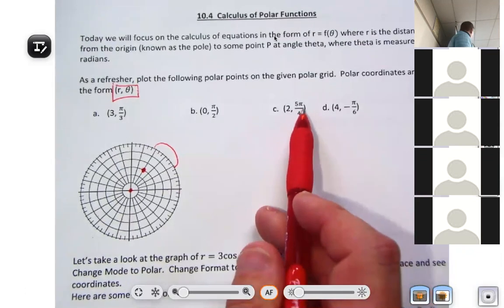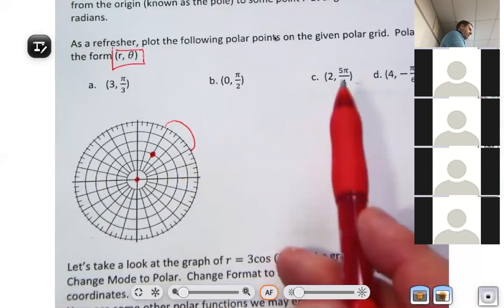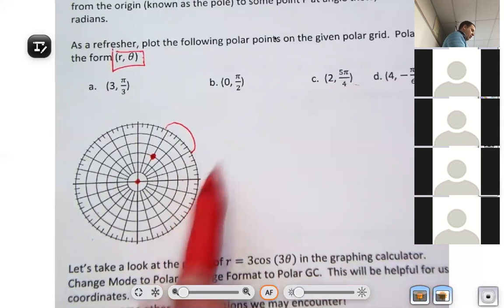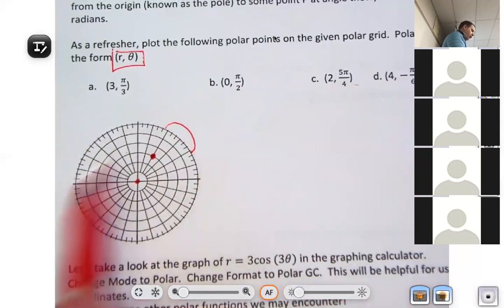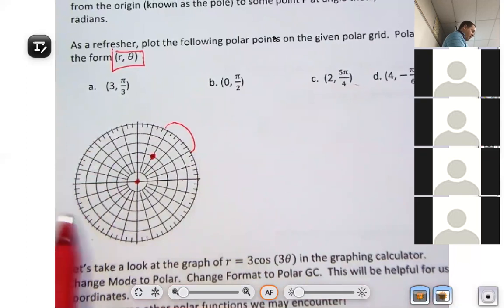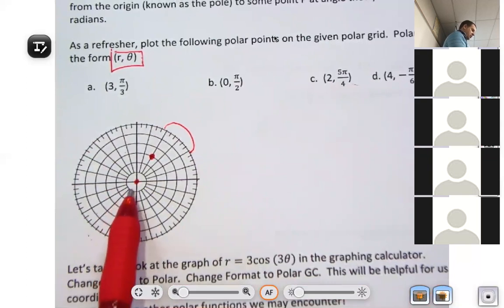5 pi over 4, 2 comma 5 pi over 4. So the way I count around the unit circle, I don't know how you guys do it. You just have to have a way. But if I'm doing by 4s, I go 1 pi over 4, 2 pi over 4, 3 pi over 4, 4 pi over 4, and then 5 pi over 4. That's how I count with my 4s. Same with 6s. And then I'm at 2. So I'm here. That's 1. That's 2 right here.